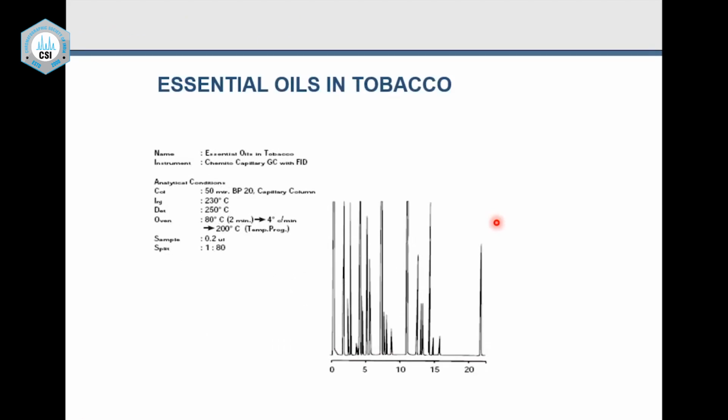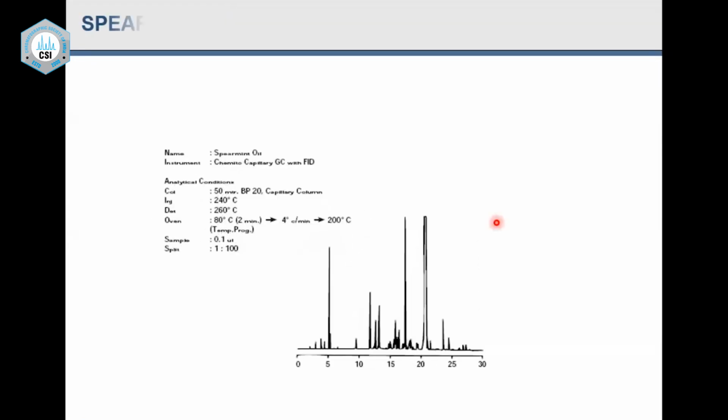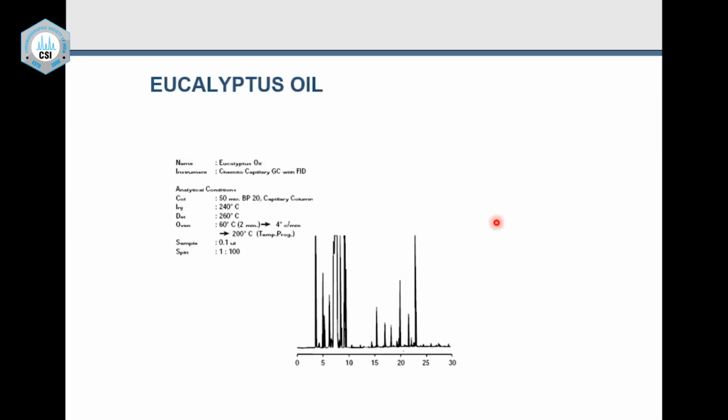Then we have essential oils and tobacco. Essential oils are there in many plants, like we have peppermint oil, spearmint oil, eucalyptus oil, and clove oil. All these compounds can be analyzed because they are volatile in nature. They can be analyzed very well by GC, and all the compounds are analyzed by FID as a detector.